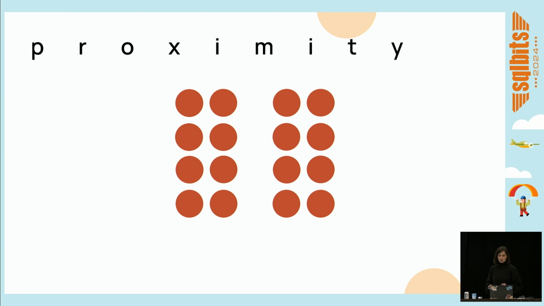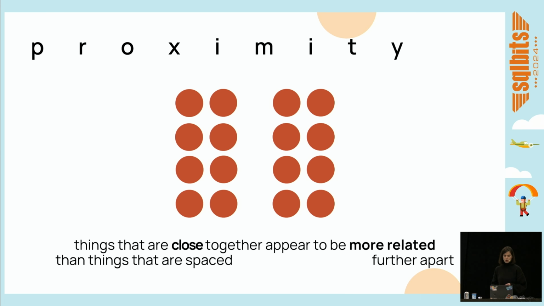So the principle of proximity states that things that are close together appear to be more related than things that are spaced further apart. But how can we use this in report design? Well, we can reverse engineer it, right? We can place information that is connected closer to each other, and unrelated items should be spaced a bit further apart.